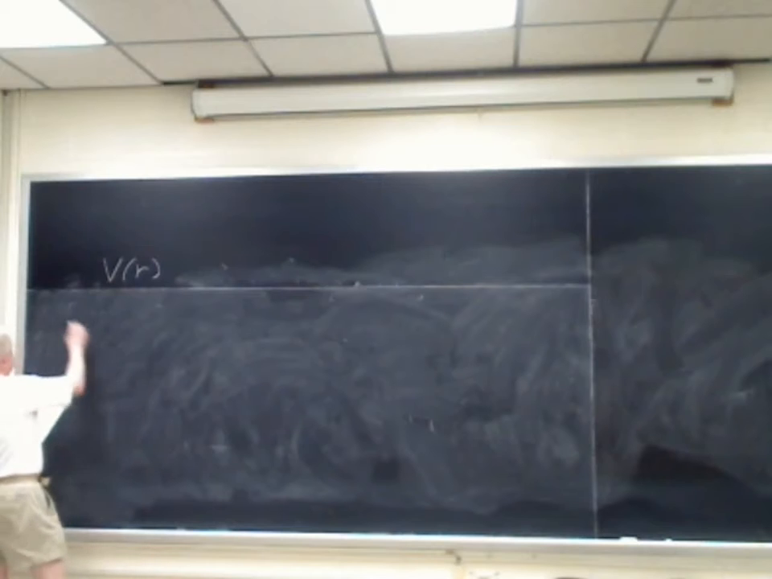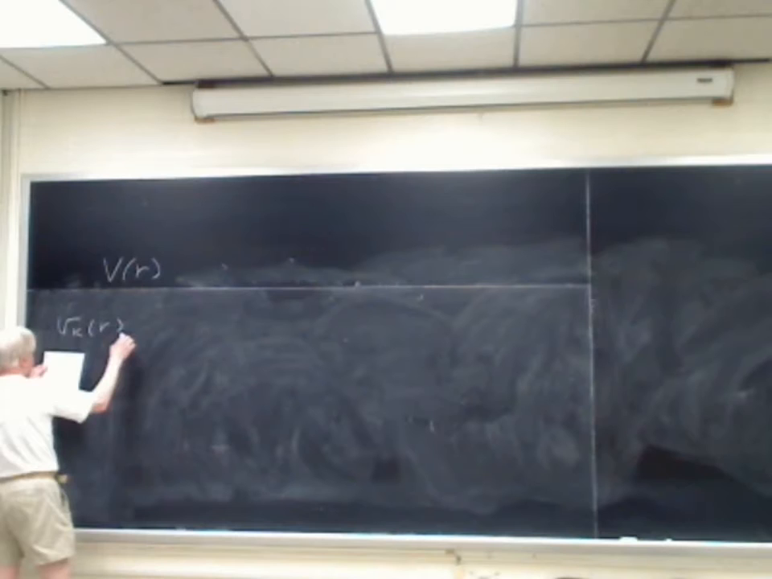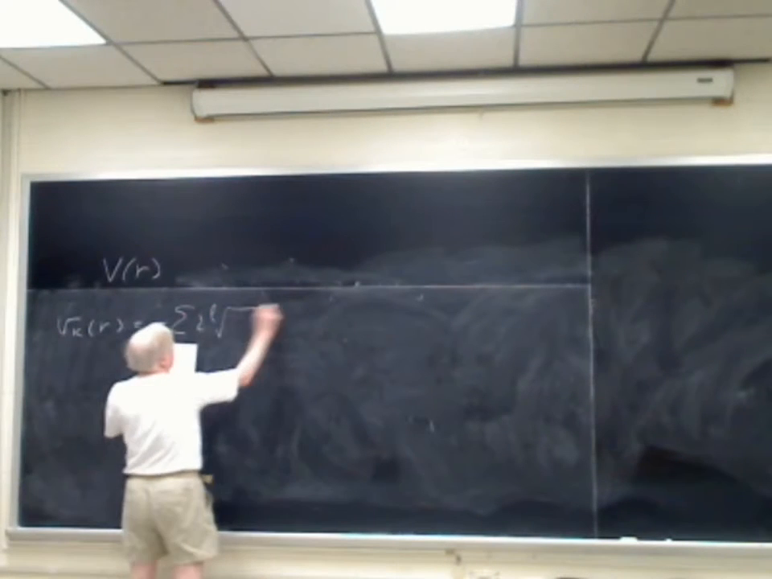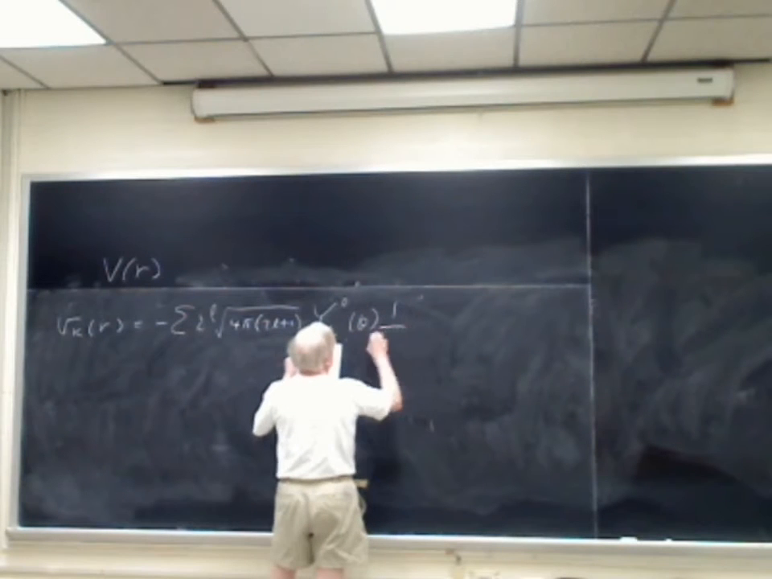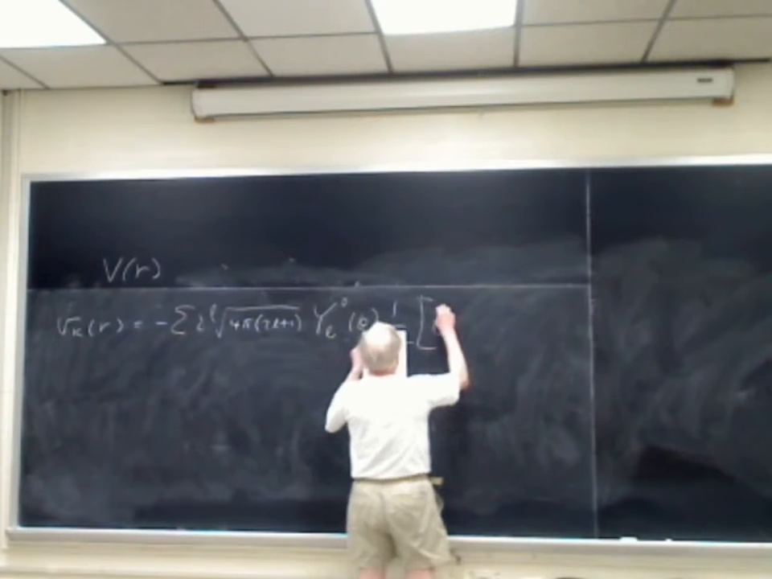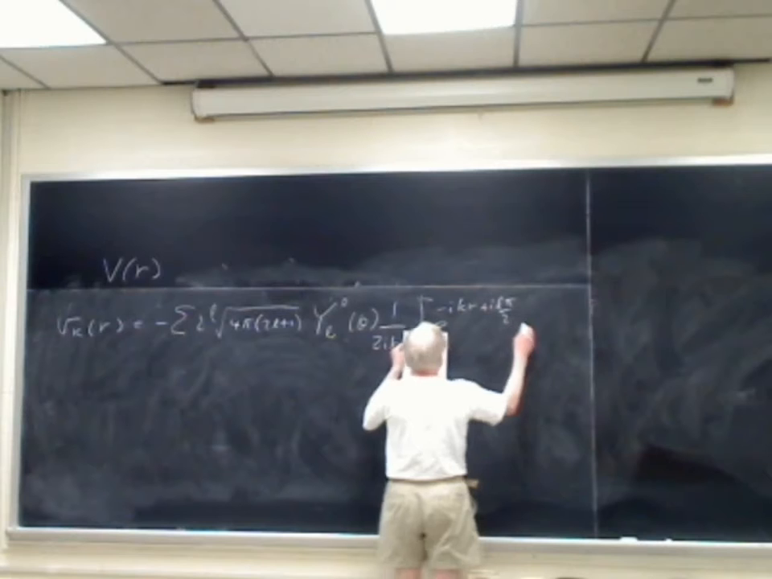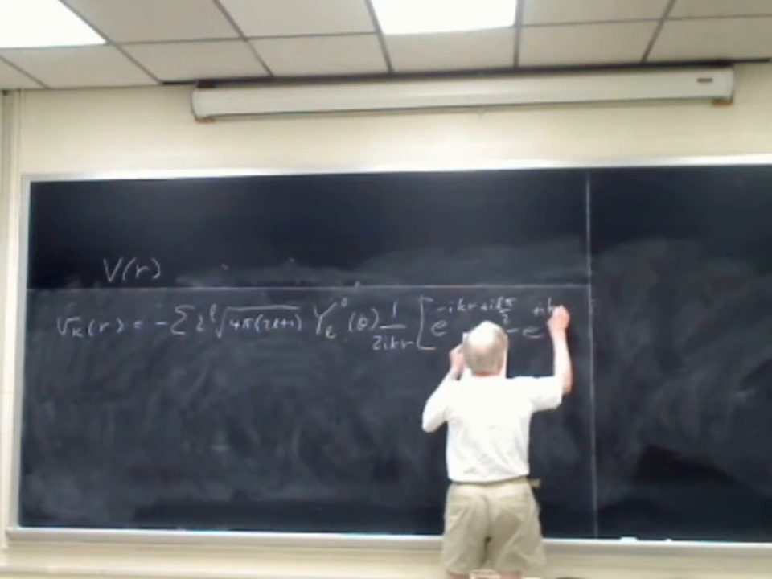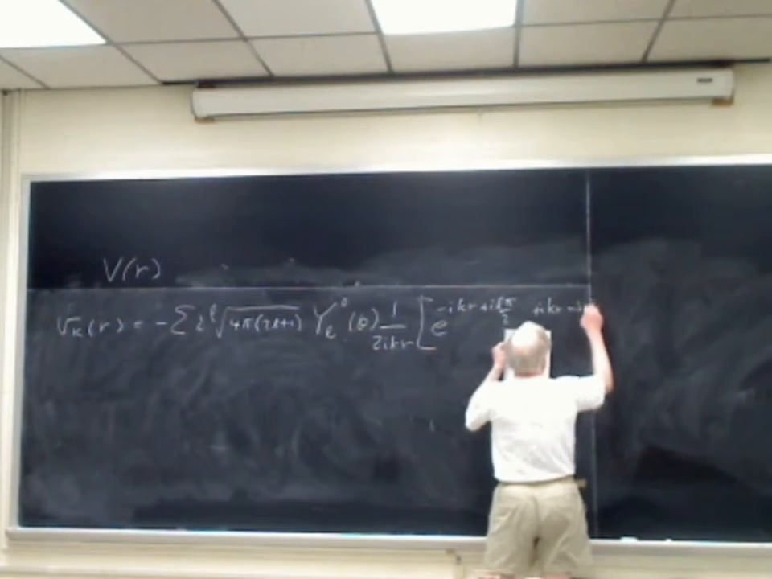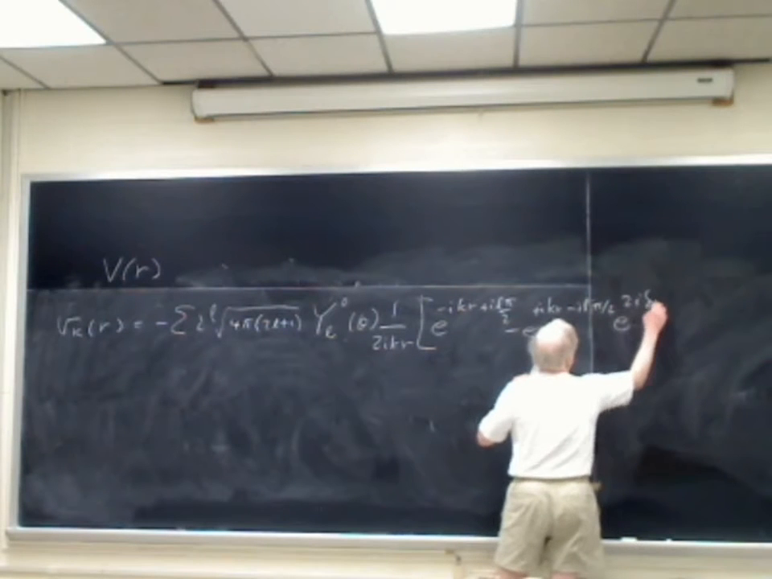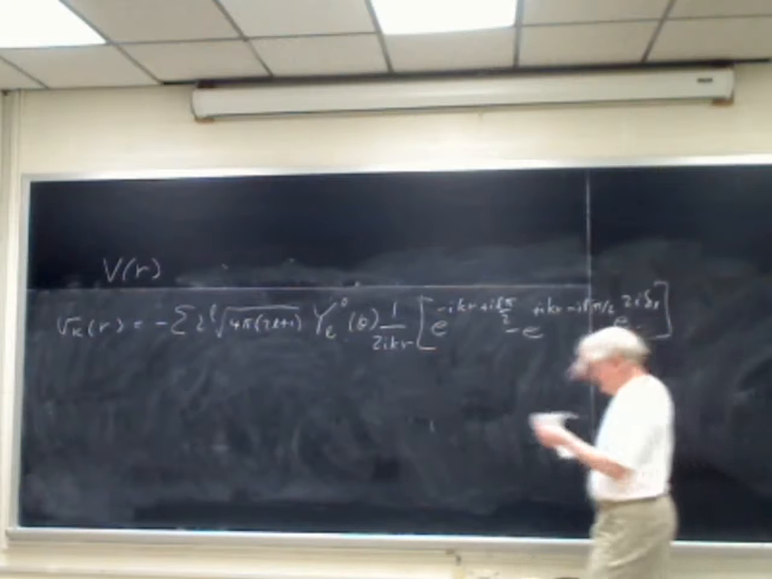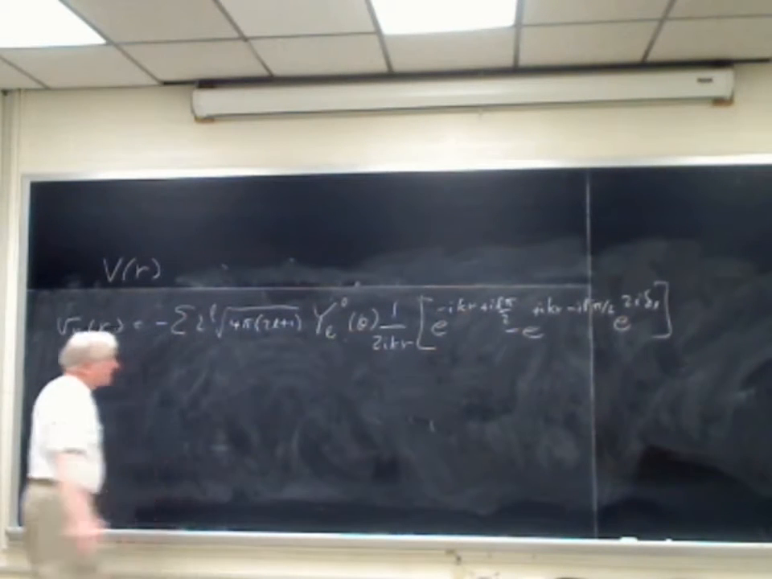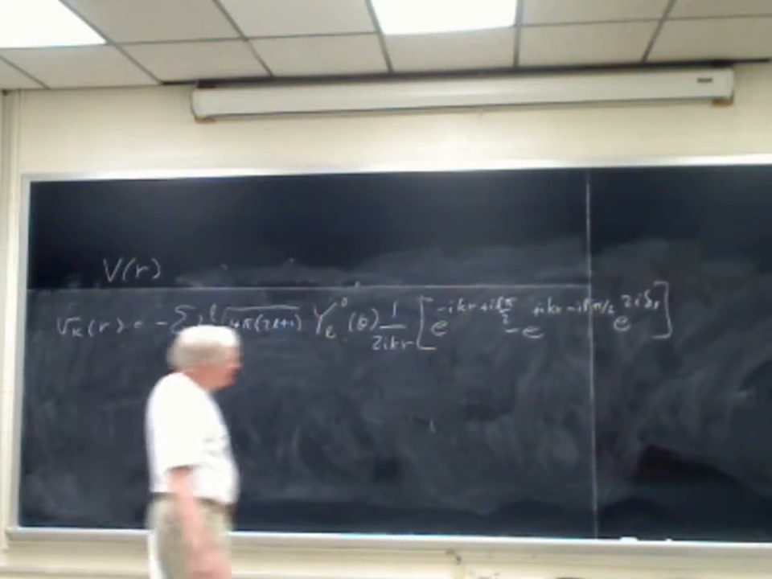So, as usual, we're talking about a potential that's spherically symmetric. We had a formula for the scattered wave function, which was minus the sum of i to the L, root 4 pi (2L plus 1), Y_L0 of theta, over 2ikr, times e to the minus i(kr plus L pi over 2) minus e to the plus i(kr minus L pi over 2) e to the 2i delta L. And this delta L is really a function of k. So this was the general case. Well, this was the case for elastic scattering.